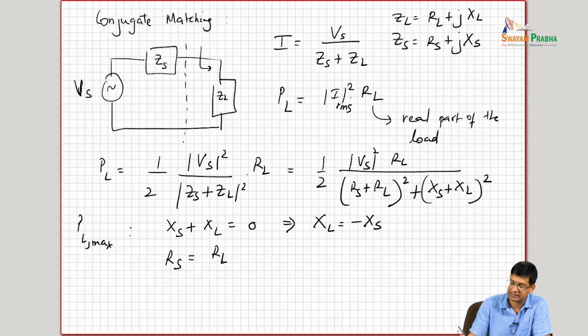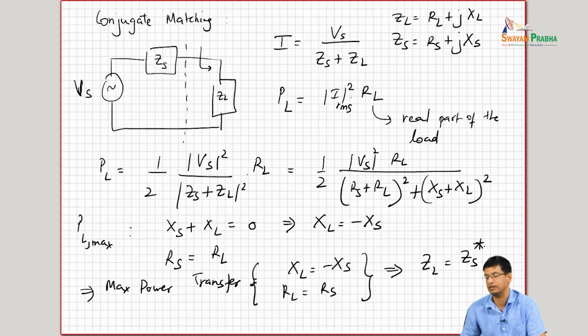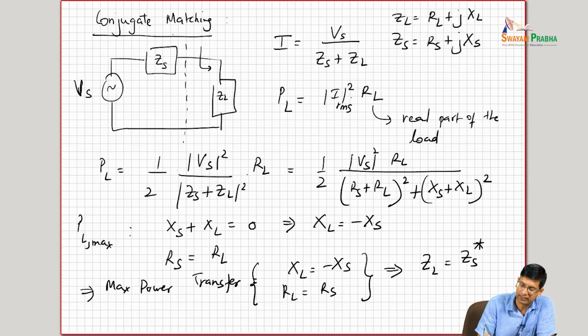So this basically tells us that for maximal power transfer, this implies that XL is minus Xs, right, RL is Rs, which basically implies that we are asking for the load to be the conjugate of the source impedance, right? And this is what we call conjugate matching.